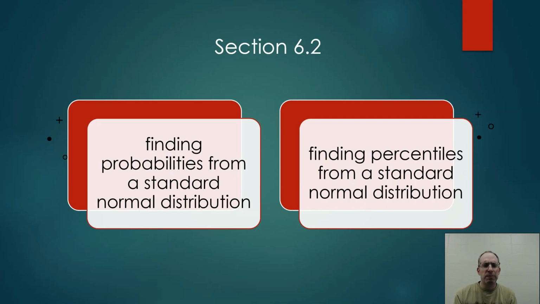6.2, how to find probabilities from a standard normal distribution and how to find percentiles from a standard normal distribution. Okay, if you're going to use a calculator, so probabilities, that would be normal CDF. And then percentiles would be inverse norm, because you have to use the inverse procedure to get a percentile as opposed to getting a probability.